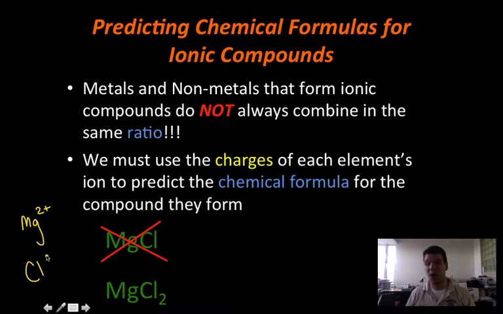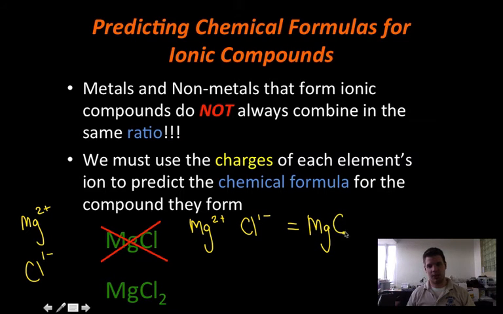He just wants to gain 1 extra electron, so he tends to have an ion with a 1 minus. Well, if I put those two together in a simple 1-to-1 ratio, I'd have magnesium with a 2 plus and chlorine with a 1 minus, and I'd end up with something that had an overall charge. It would have a 1 plus charge because these don't cancel out. So that doesn't work out. We cross that one off.